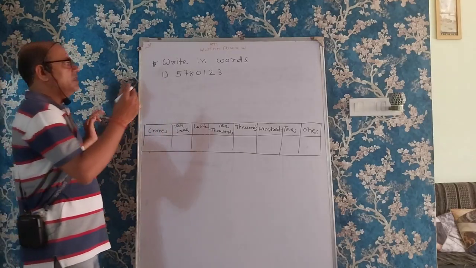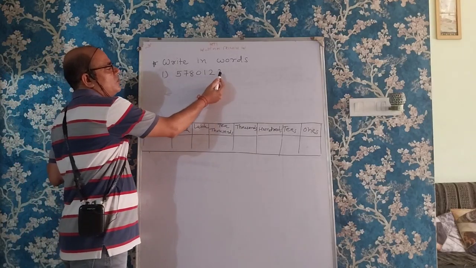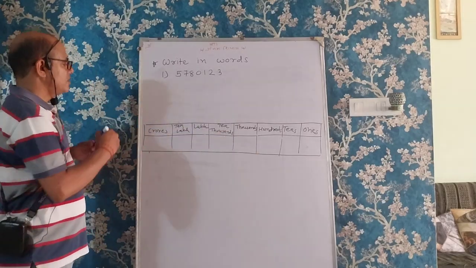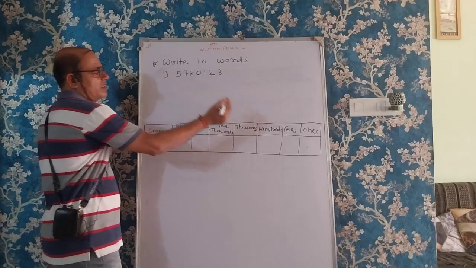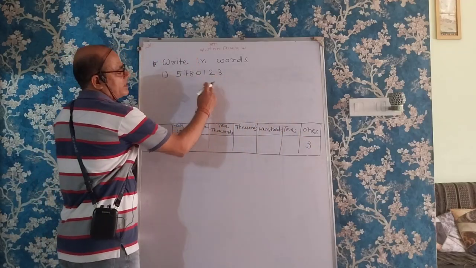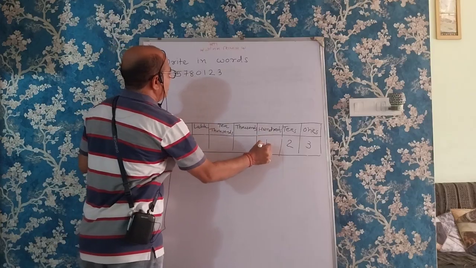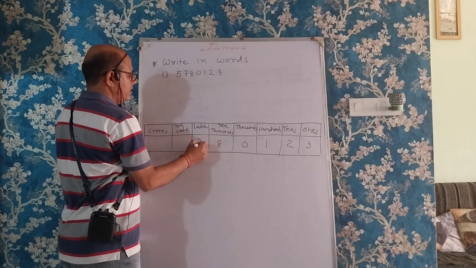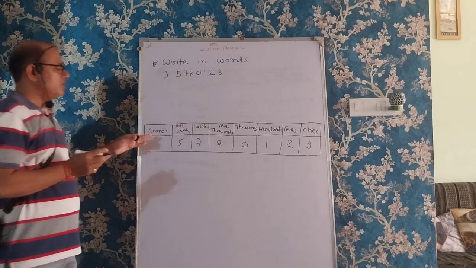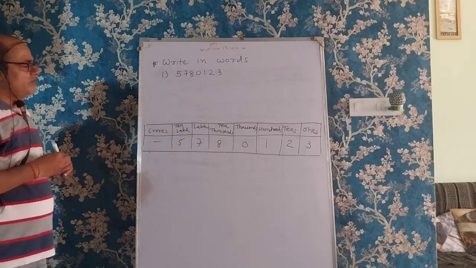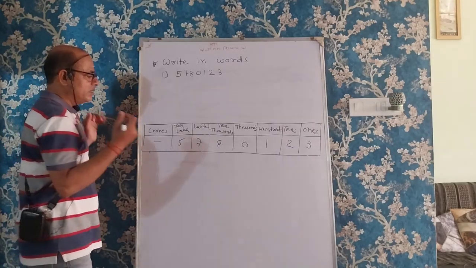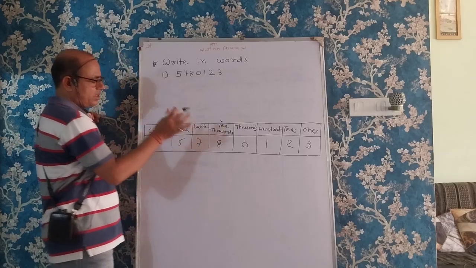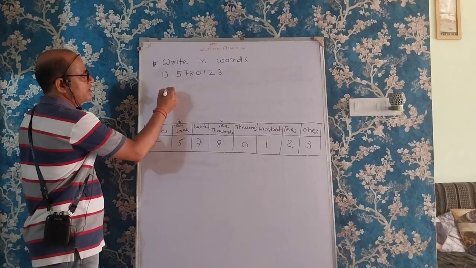Okay, so the question given here is 5, 7, 8, 0, 1, 2 and 3. Now this way you have to put the digits in the given boxes. So 5 will start from the back. So first is 3, then second is 2, then 1, then 0, then 8, then 7, then 5. Here crore there is nothing. So whenever you write in words, when tens is there, you have to consider 2 digits together. So here 5 and 7, so it is 57.